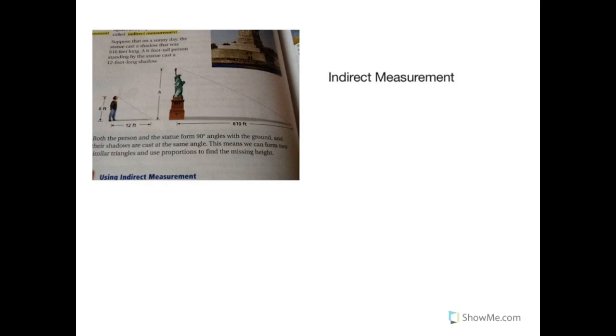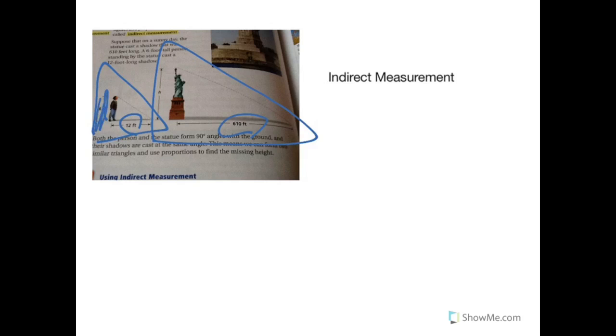Okay? So the Statue of Liberty has been standing in New York Harbor since 1876, the book tells us. How could you measure the height of a statue? One way that you cannot measure directly is to use similar figures and proportions. It's called indirect measurement. One way to find the height, okay? Suppose on a sunny day, the statue cast a shadow that was 610 feet long. Okay, you see that there. A 6-foot tall person standing by the statue cast a 12-foot long shadow. Okay, so you can see where we're going. You can see that we have similar figures here. Now, they're not necessarily shapes, but this is how we're going to find our indirect measurement.